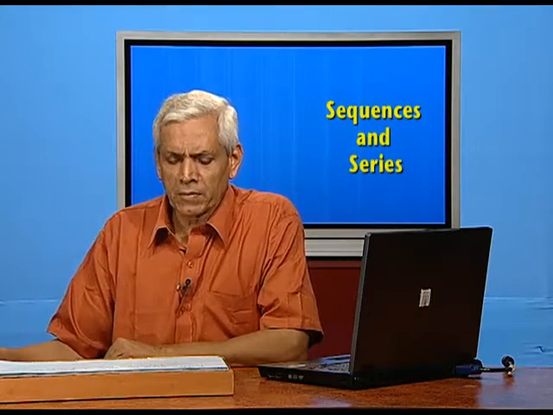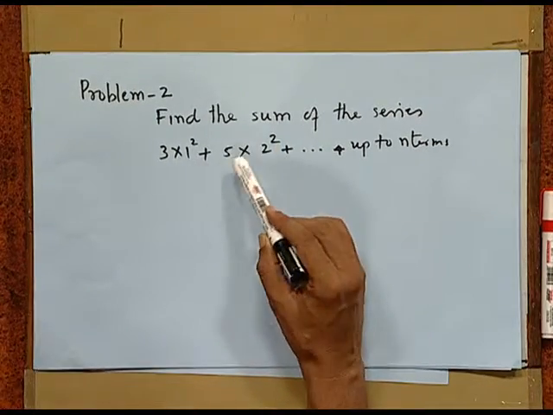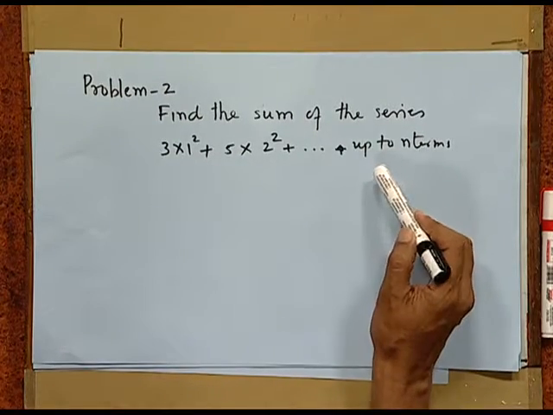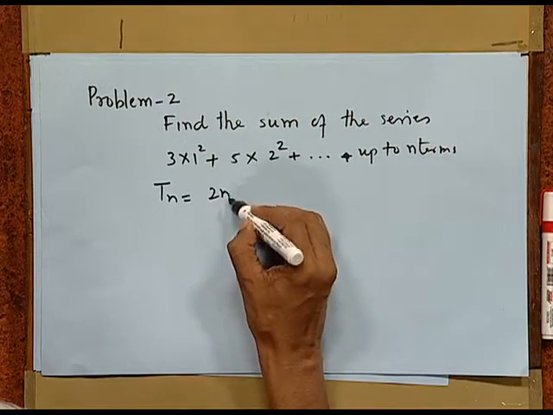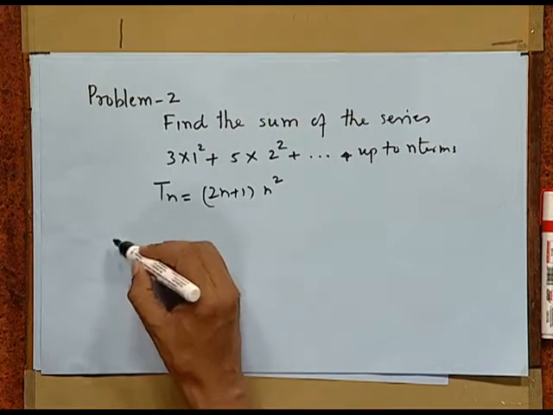Now, we take up another problem. Find the sum of the series 3 times 1 square plus 5 times 2 square and so on up to n terms. Now, this question differs from the previous question in the sense that in this question the nth term is not given to you. So, first of all you find the nth term. By mere observation we find that the nth term is given by t n is equal to 2 n plus 1 times n square.